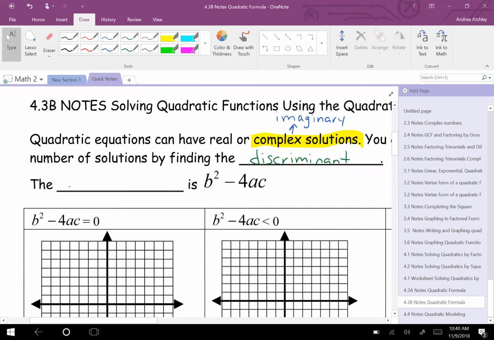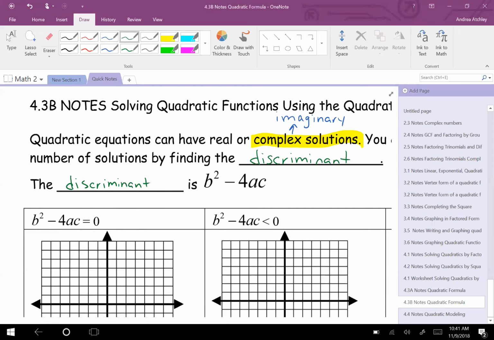Okay, the discriminant is just the b squared minus 4ac. It's what's inside the radical in your quadratic formula. And again, that tells you that if it's a negative number inside that radical, your answer is going to have an imaginary part. It's going to be imaginary. So let's determine how we can tell.